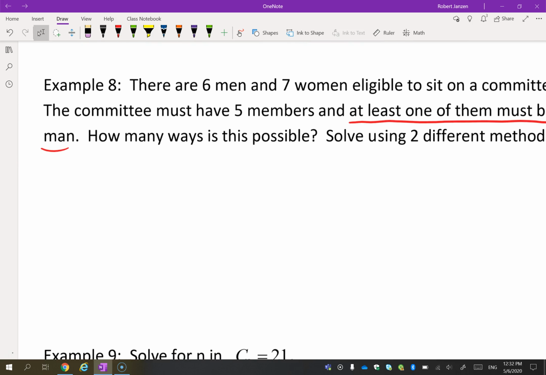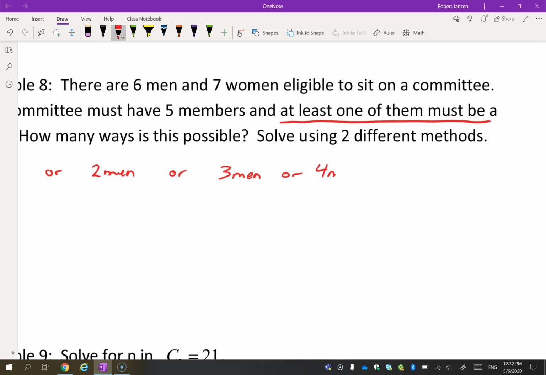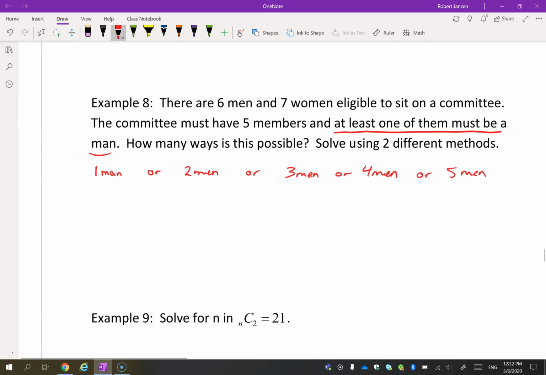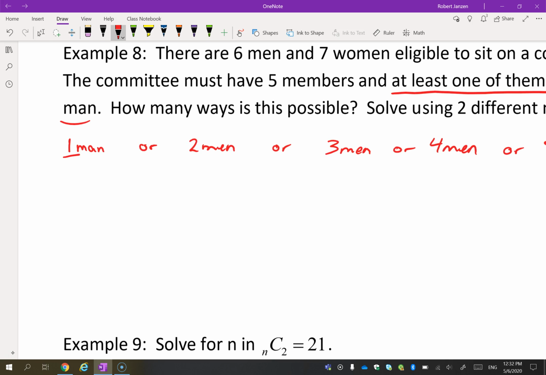So how many men could there be on 5 members? Well, at least one man means we have to have 1. Or 2. Or 3. Or 4. Or 5. Okay, so let's think about it. If we're going to choose 1 man, this would be 6 choose 1. And now we have to fill up the committee with women. 7 choose, how many more do we need? 4.